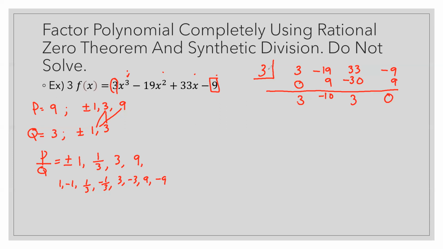Okay, so 3 is an actual zero, but in factor form, it would be x minus 3, right? And then do you see these numbers? These are the coefficients of your new equation. So it's going to be 3x, and then we're no longer going to use the power 3. We're going to use 1 less. So it's always 1 less than the highest power. So if our highest power is 3, 1 less of that is 2. And then you just keep on going down. So our next coefficient is negative 10, x to the 1, and then 3.